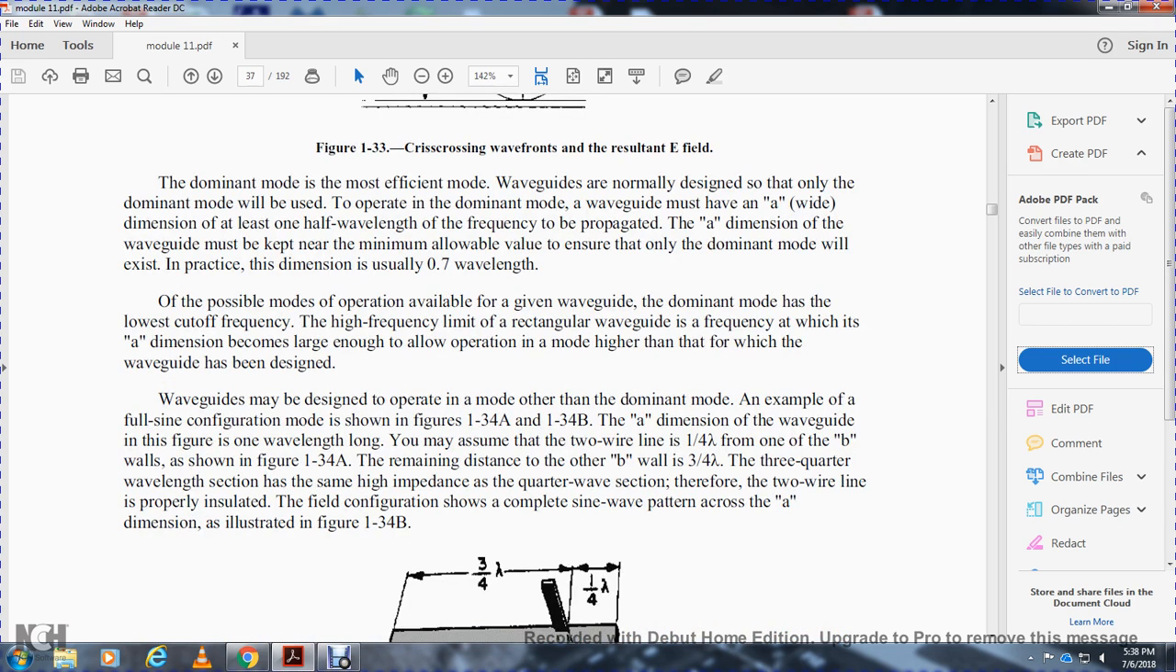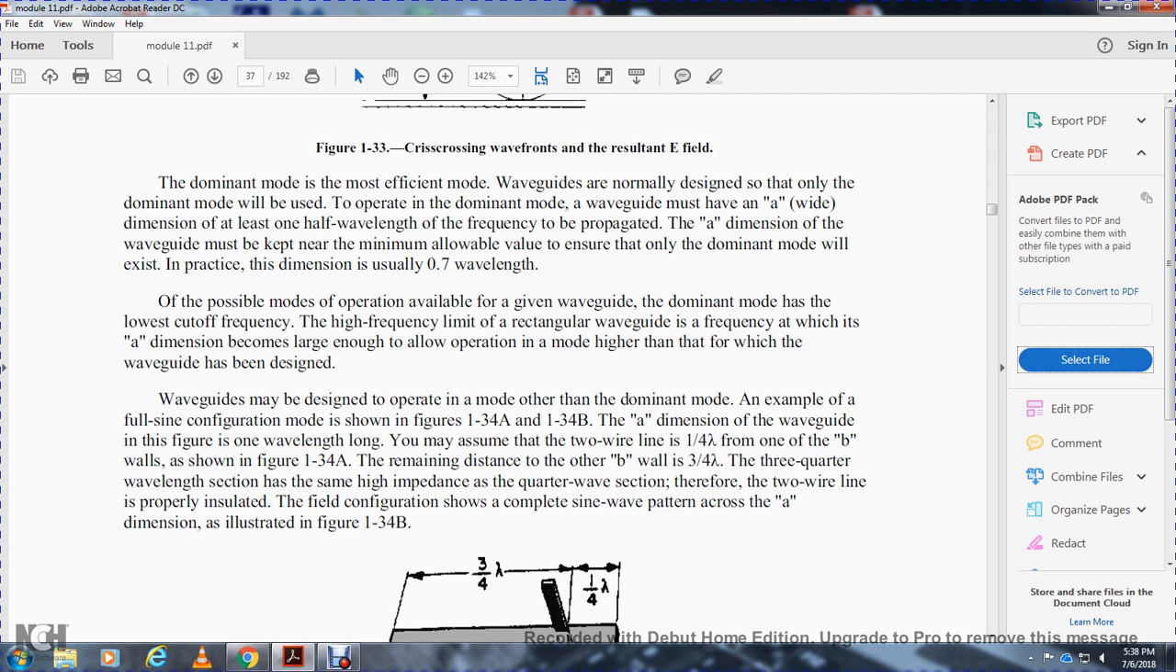Other modes of operation are possible, given the waveguide dimension for the dominant mode at the low cutoff frequency, with a high frequency limit for the rectangular waveguide. The frequency at which the A dimension becomes large enough allows operation in a mode higher than that for which the waveguide was designed. Waveguides may be designed to operate in a mode other than the dominant mode. An example of a different configuration mode is shown in Figure 134A and 134B.